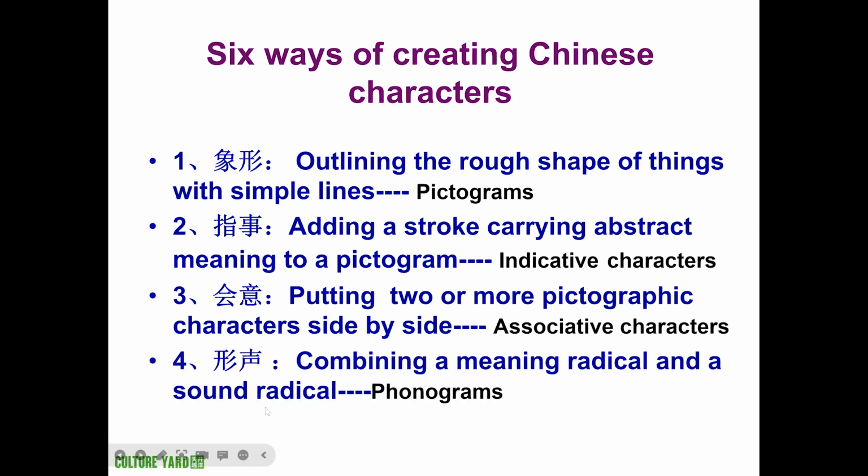And the fourth one is 形声. These kinds of characters cover 80% of Chinese characters, combining a meaning radical and a sound radical. So that means in this kind of character, one part is a meaning radical, the other part is a sound radical. We can call it phonograms. So let's see some examples.